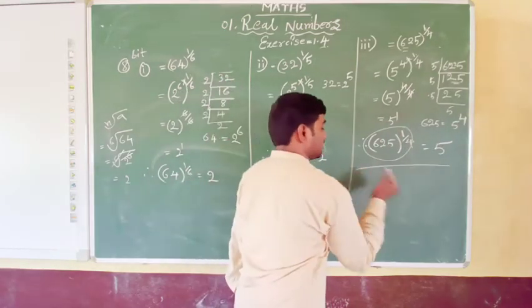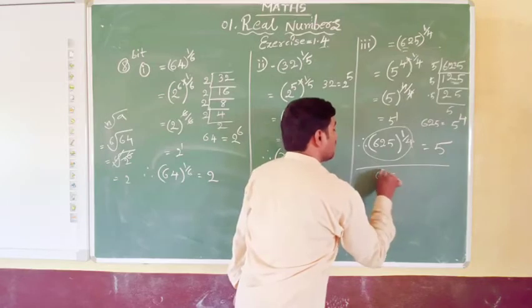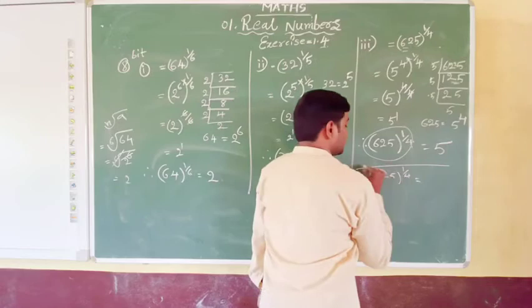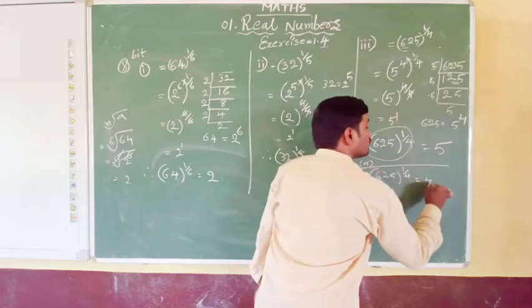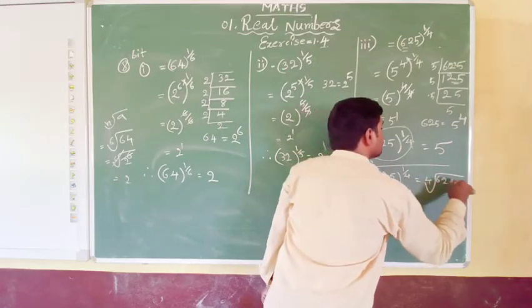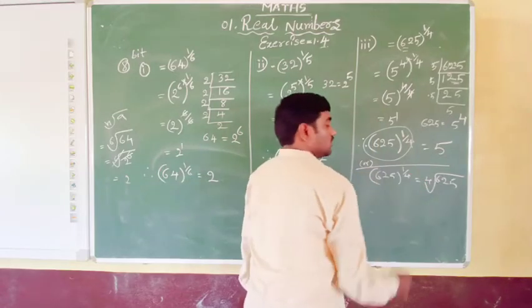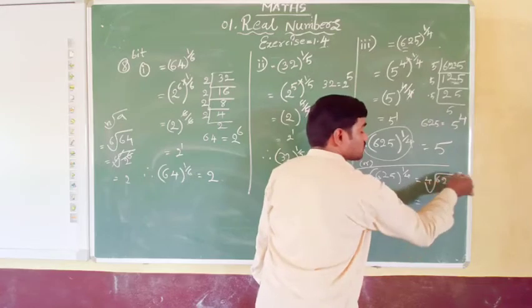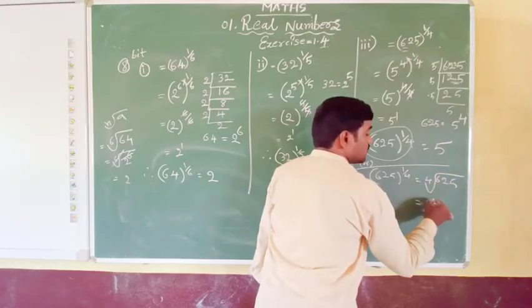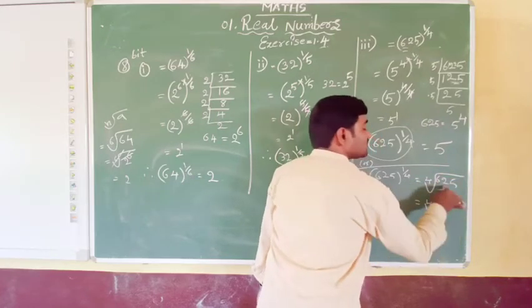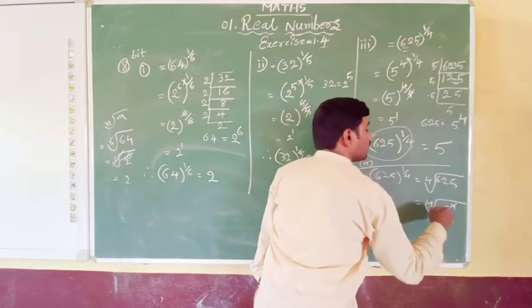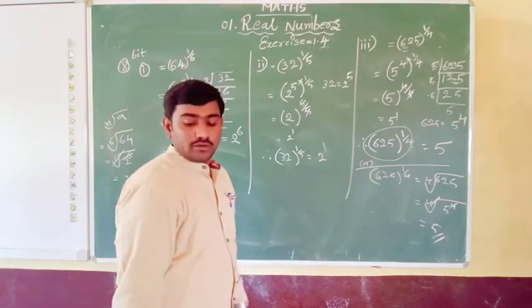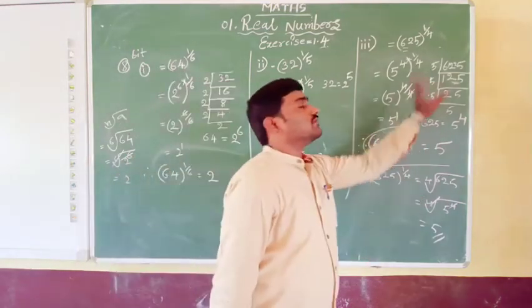This we can also do by another method. 625 whole to the power of 1 by 4, we change into the radical form. See, another method: the 4th root of 625. This 4 will come as the root, the degree of the radical. Then 625 we can write as 5 to the power of 4, and the 4th root gets cancelled, so that will be 5. In any method you can do it, no problem. However, factorizing is necessary.